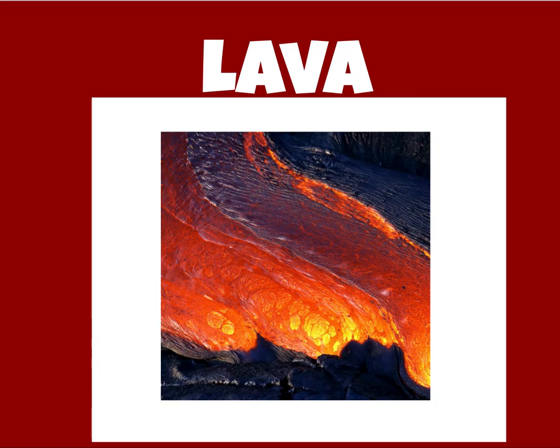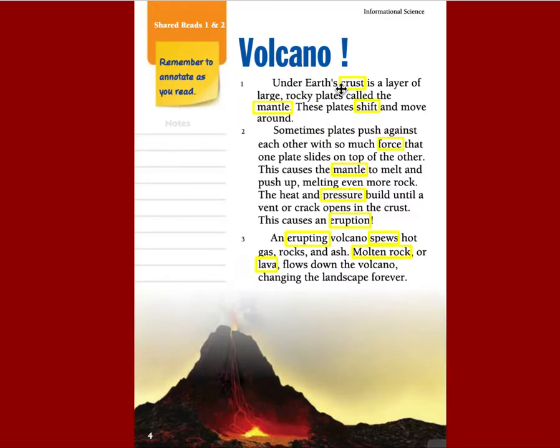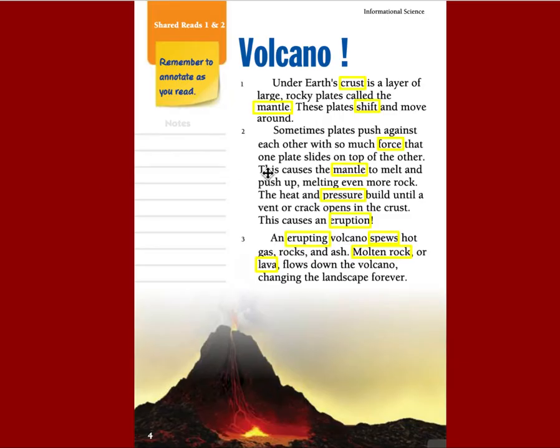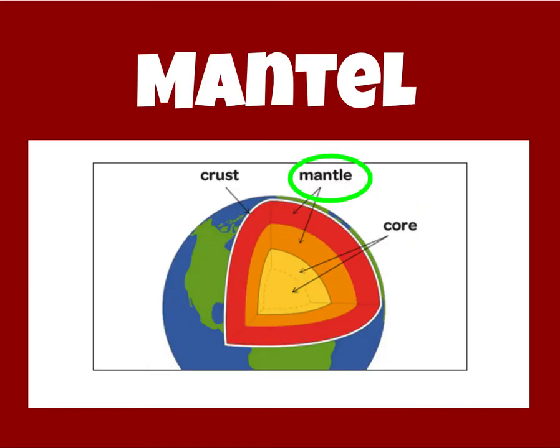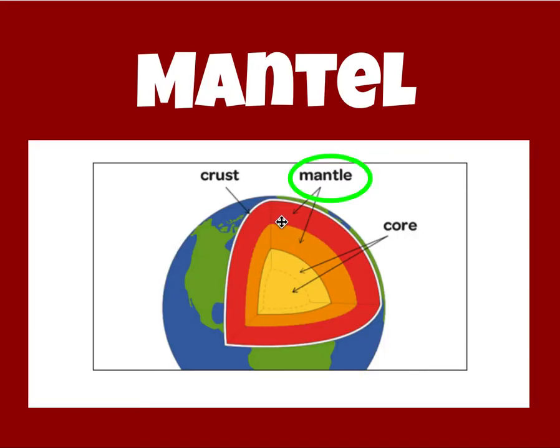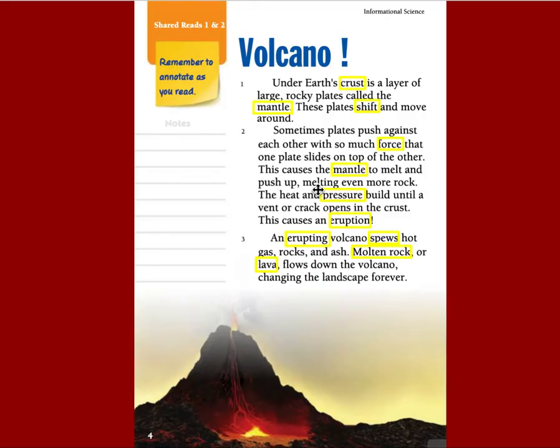So let's reread this again. Ready? Under the Earth's crust. Remember, under our crust where we live is a layer of large rocky plates called the mantle. The mantle is below. These plates shift and move around, so they change. Sometimes plates push against each other with so much force, so they're pushing, that one plate slides on top of the other. This causes the mantle to melt. So when things are being pushed in here and pressurized, the mantle melts and becomes very hot. And it melts even more rock.